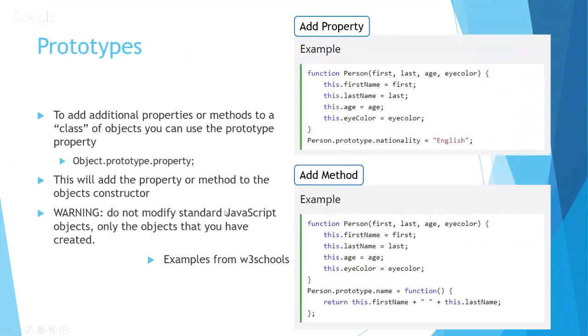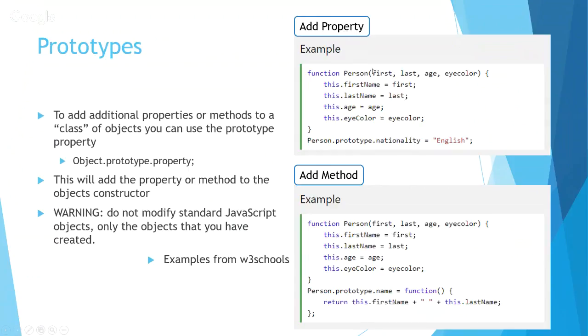Prototypes are a handy way of being able to add methods and properties to a class after the fact. In addition, to add additional properties or methods to a class of objects, you can use the prototype property. This will add the property or method directly to the object constructor. But W3Schools gives us a warning not to modify standard JavaScript objects, only objects that we have created.